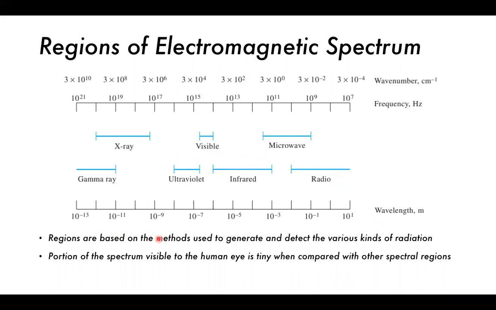So regions are based on the methods used to generate and detect the various kinds of radiation. And the portion of the spectrum visible to the human eye is tiny compared to the other spectral regions. So you can see the other spectral regions are massive, but visible is very, very small.